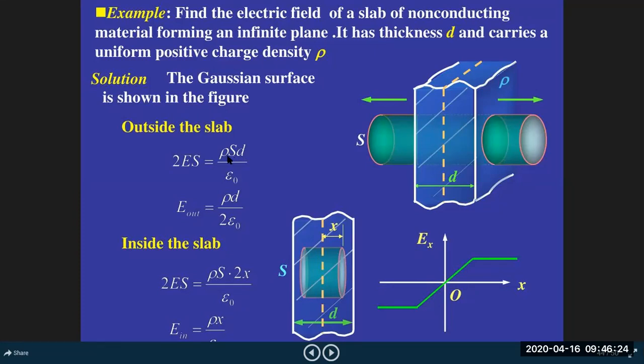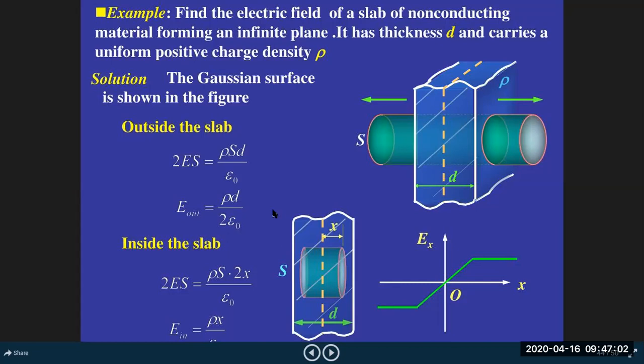This becomes volume: area into distance, height, becomes volume. So this is the volume of this pillbox. So how much charge is enclosed by this volume? That will be equal to rho into S into D. S will be cancelled out. So electric field will be rho into D divided by 2 epsilon naught. Now try to understand, this is the expression for the electric field outside the slab.